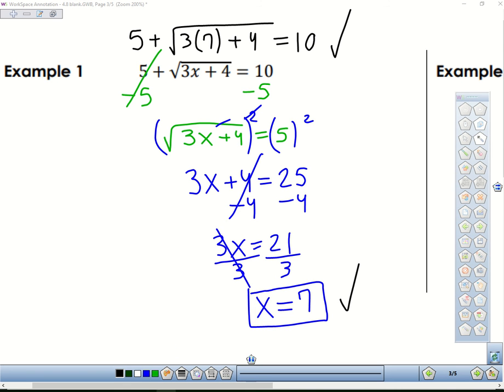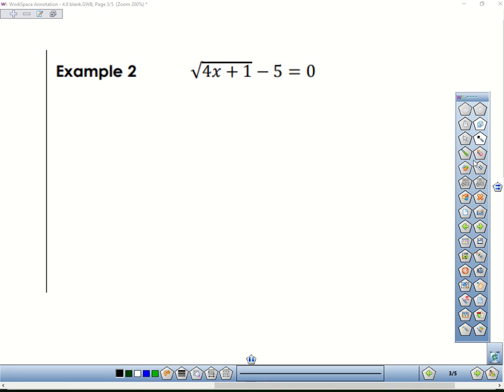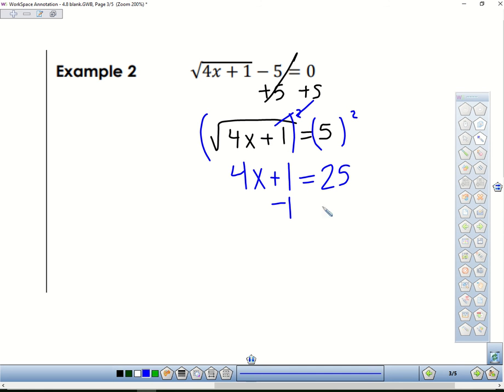Let's go ahead and try example number 2. So example number 2 is similar. We have one radical, so we need to get everything else to the other side. So what should I do? Add 5. Very good. We're going to add 5. We get radical 4x plus 1 is equal to 5. What are we going to do then? Not square root, but good. We're going to square both sides. These cancel, and I'm left with 4x plus 1 equals 25. Subtract 1 on both sides. 4x equals 24, which means x equals 6.